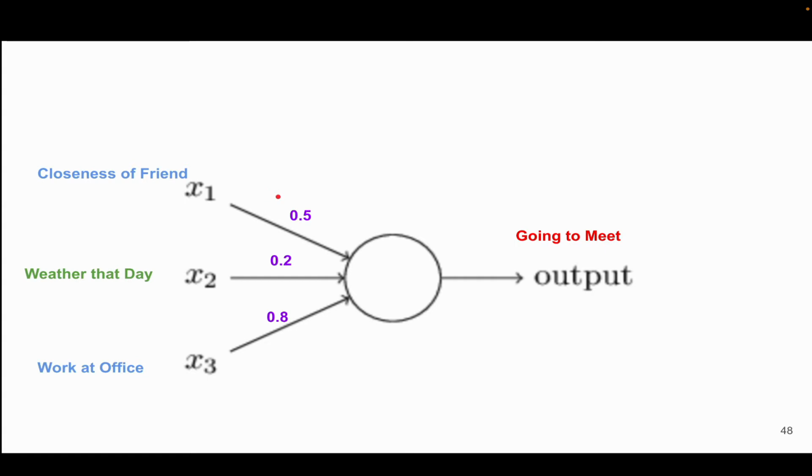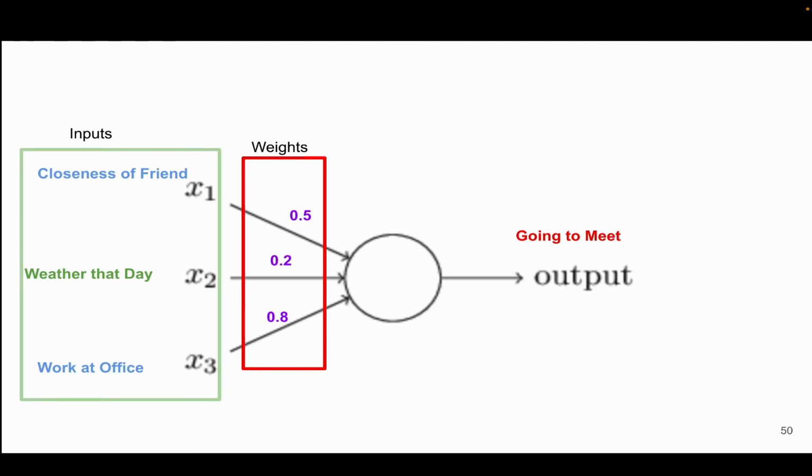So for me, closeness of friend is 0.5, weather that day is 0.2, and work at office is 0.8 because office is important. So I will give the most weightage to work at office, closeness of friend second, and third is weather, because definitely I will be going via car or a personal vehicle or via metro. So weather does not depend too much, right? So these are the weights of the neural network which I assign to all the factors, and these are the inputs.